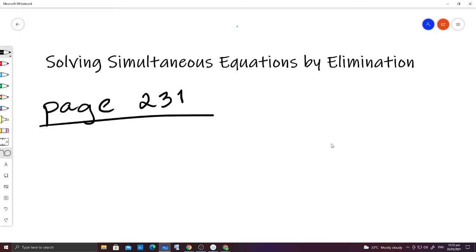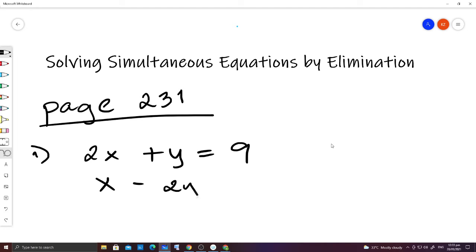Okay, page 231. Let us solve number 1. Solve these pairs of linear simultaneous equations using the substitution method. But again, first, let us see what the answer will be if we use elimination. Okay, so 2x plus y equals 9, and then x minus 2y equals 7.